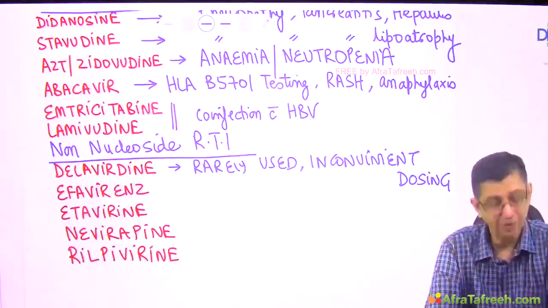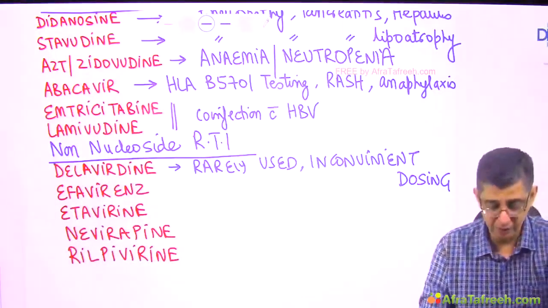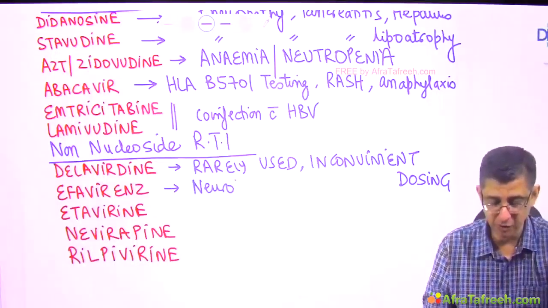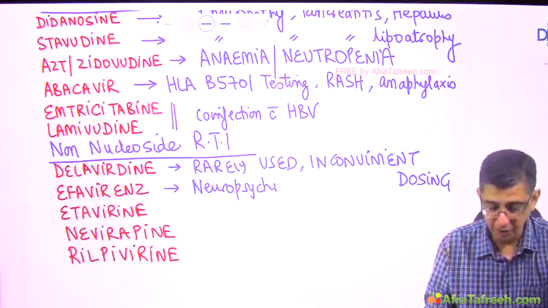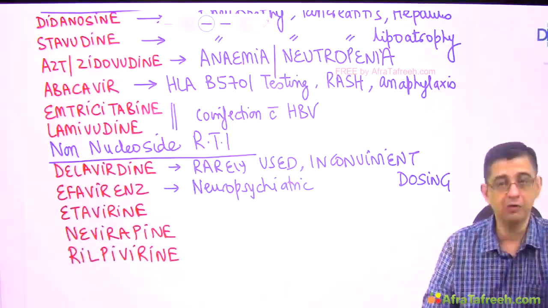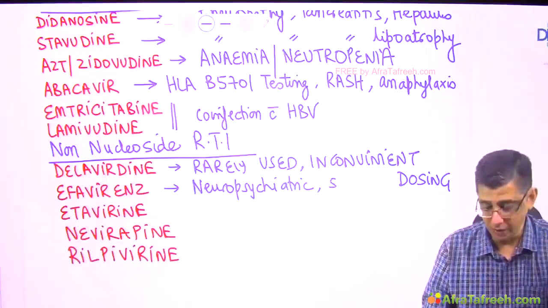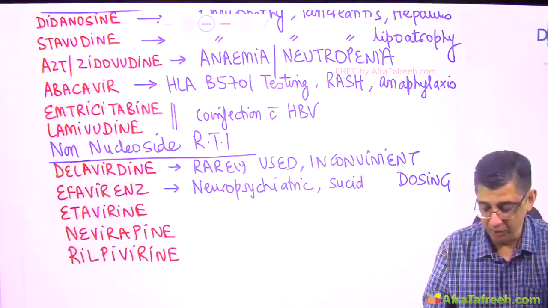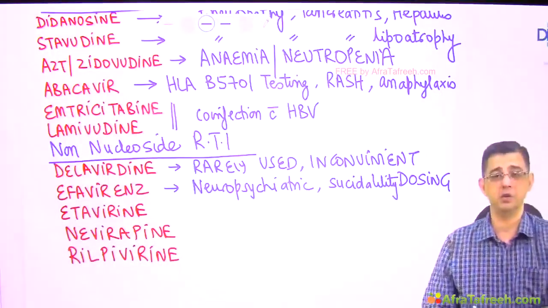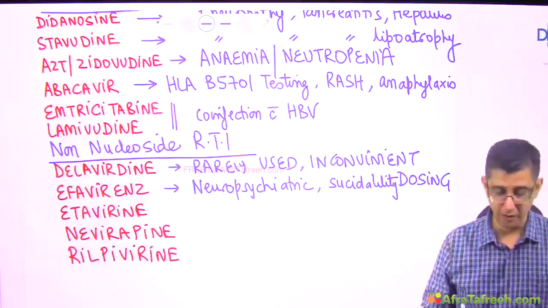The second drug to be remembered is efavirenz. This is to be remembered because of the neuropsychiatric manifestations which are associated. The question that can come on this would say: which anti-HIV drug increases the risk of suicidality in the patient? Then the answer is right in front of you, that is efavirenz. So neuropsychiatric complications have to be taken care of.